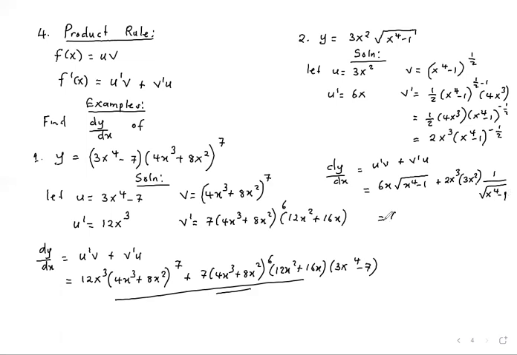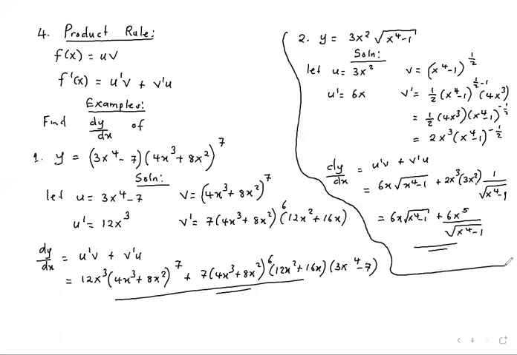So here we get 6x times the root of x^4 - 1, plus 2 times 3, we get 6x^5 over the root of x^4 - 1. So not oversimplification, but where we see simple simplifications, we do them. That was product rule.